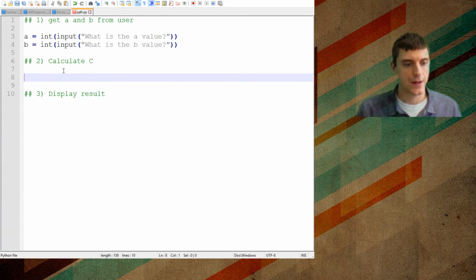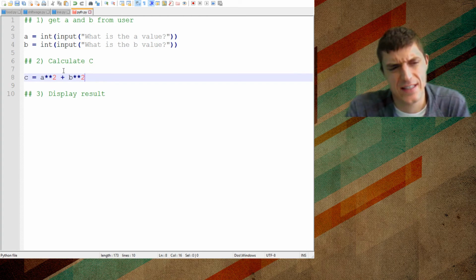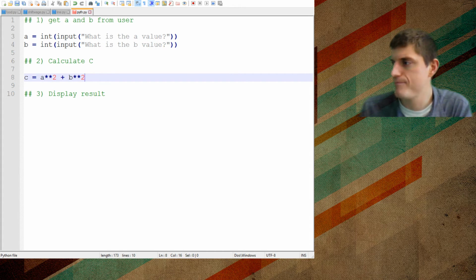So to calculate C, I have A squared. To say A squared, I need to do it like that. If I just did one of them, that would mean A times two. Two of them is A squared. That would be like A to the sixth power, and this would be A to the 60th power. Like I said, I just want squared. And I'm going to add that to B squared. But I don't want just that. I need that to be the square root of. So how do I square root in Python? Let's take a look at that.